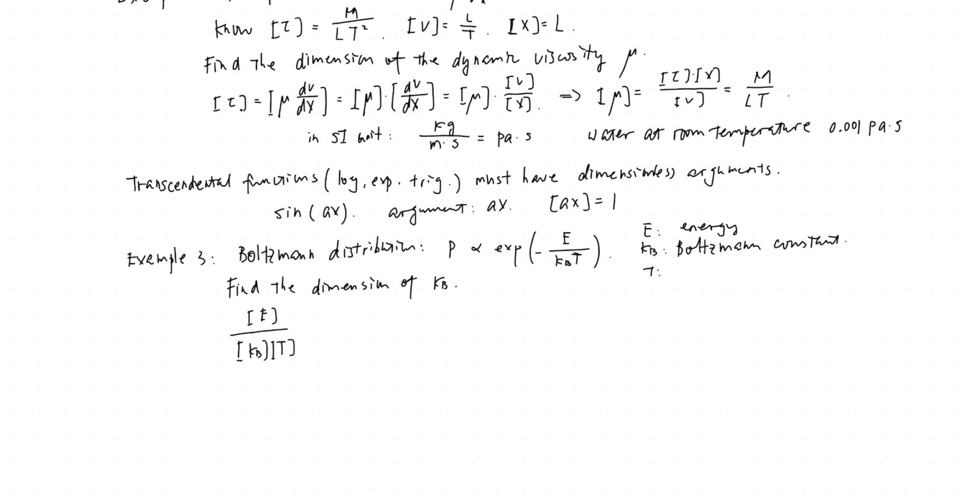T is absolute temperature in Kelvin. So now this ratio of dimension must be dimensionless. So then it tells us that the dimension of KB must be the dimension of E, energy, divided by the dimension of temperature.